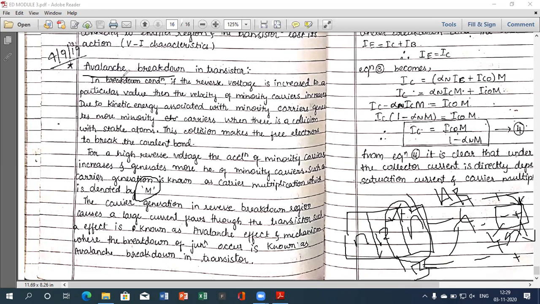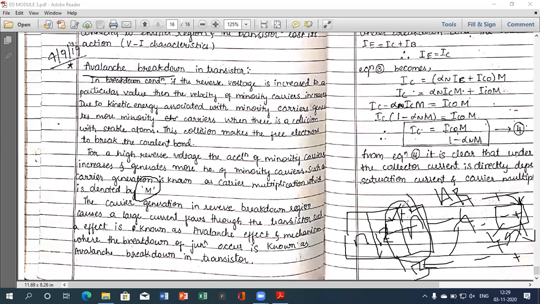Now, what is avalanche breakdown in a transistor? Avalanche breakdown in a transistor is the carrier generation in the reverse breakdown region that causes a large current to flow through the transistor. Such an effect is known as the avalanche effect, and the mechanism is avalanche breakdown in a transistor. When a large current flows from collector to base under reverse bias condition, this large current is the avalanche effect, and the mechanism is avalanche breakdown.